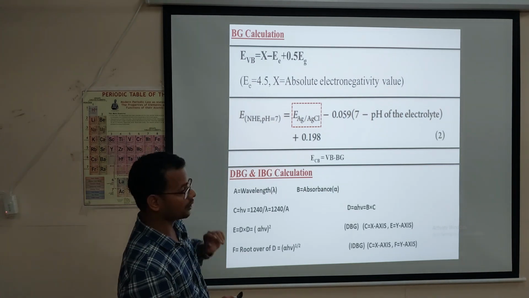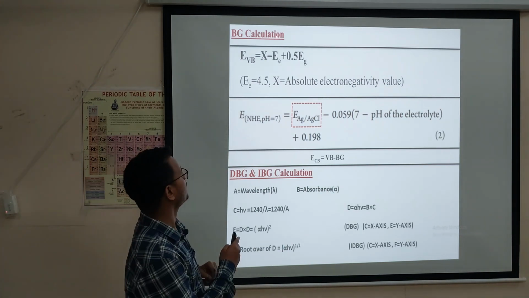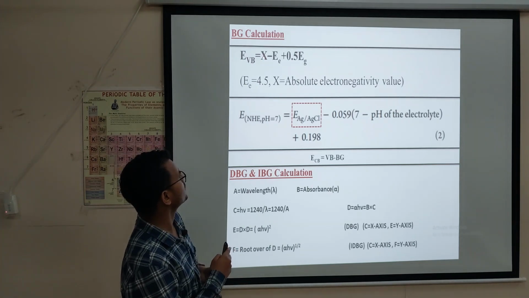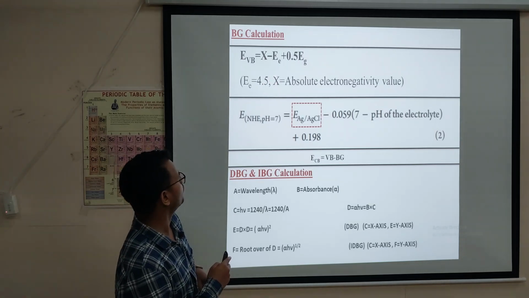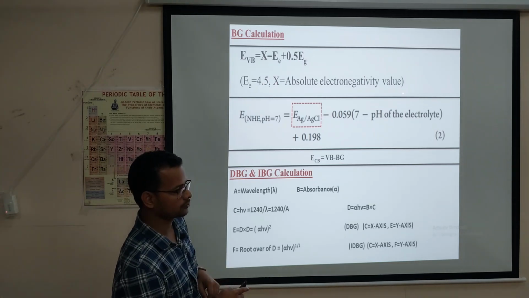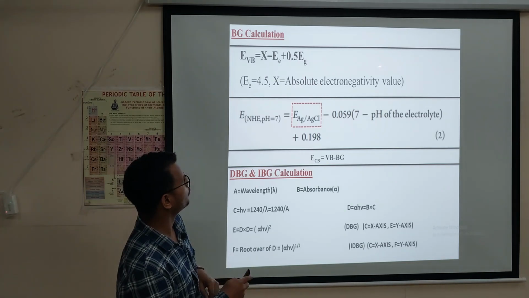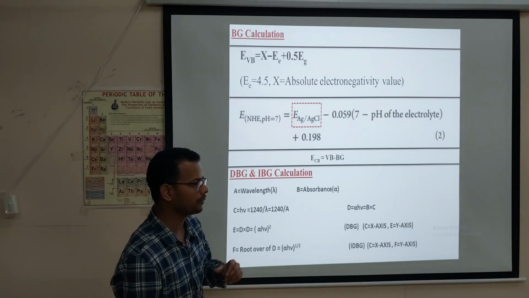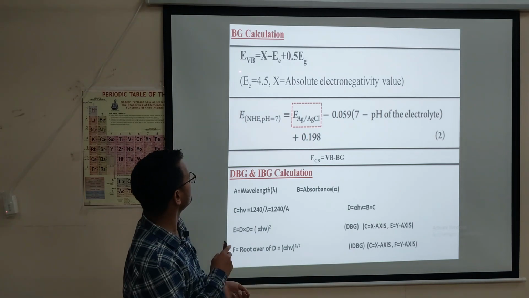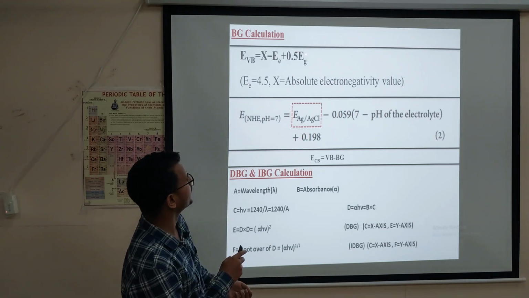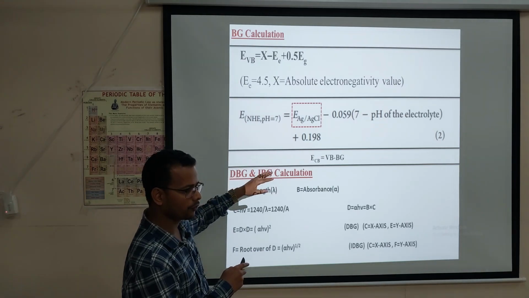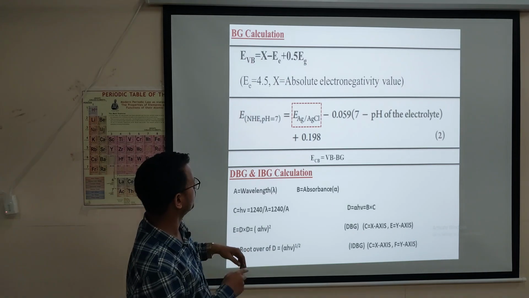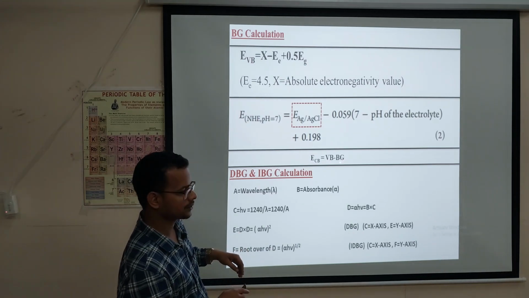Okay, it is band gap calculation. There are two types of formula. First is this one: EVB equals x minus Ee plus 0.5 Eg. Here Ee is a constant, 4.5, and x is the absolute electronegativity value. By putting this in, we calculate the absolute electronegativity value of a material, because you know this one is constant. We can get Eg from the UV band gap by dividing 1240. So we can get EVB, and ECB equals EVB minus band gap.